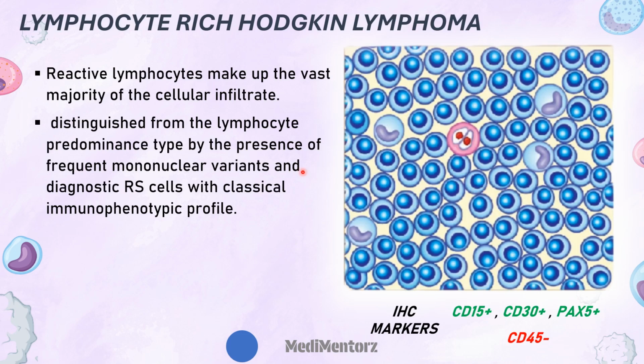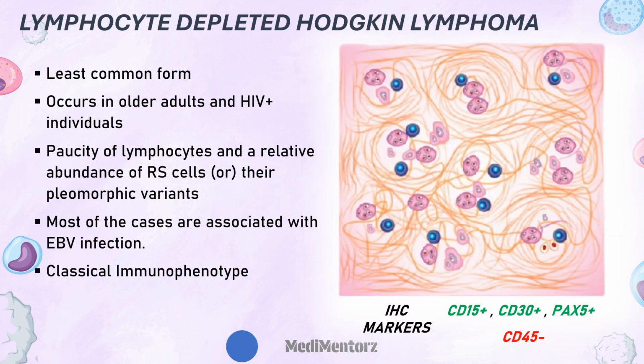Next type is lymphocyte depleted. It is the least common form of Hodgkin's lymphoma. It usually occurs in older adults and HIV-positive individuals. As the name suggests, it is lymphocyte depleted. There is paucity of lymphocytes and a relative abundance of Reed-Sternberg cells and their pleomorphic variants. Most of the cases are associated with Epstein-Barr virus infection in this form. Since it is also a classical form, it shares the classical IHC markers CD15 positive, CD30 positive, PAX5 positive, and CD45 negative.